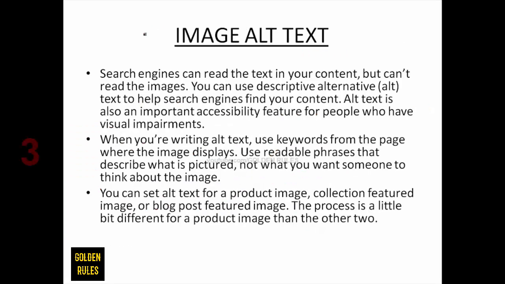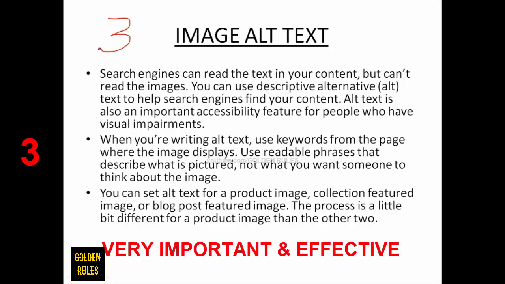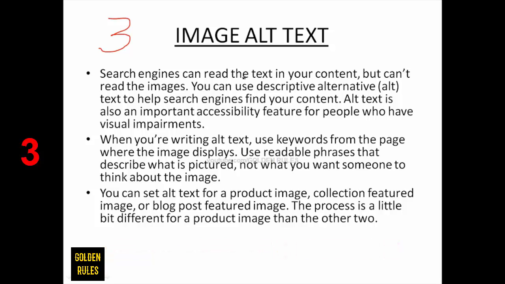Now the third point here is image alt text. Search engines can read the text in your content but can't read the image. You can use descriptive alternative text to help search engines find your content. Alt text is also an important accessibility feature for people who have visual impairment.